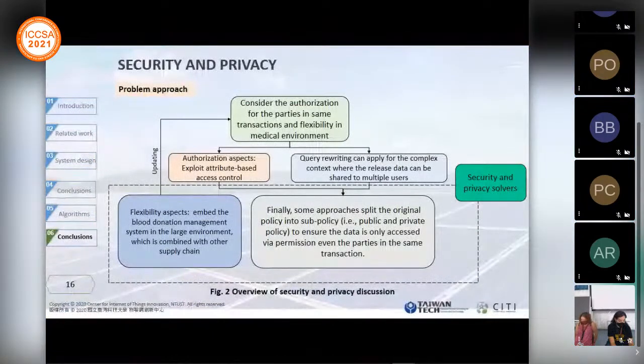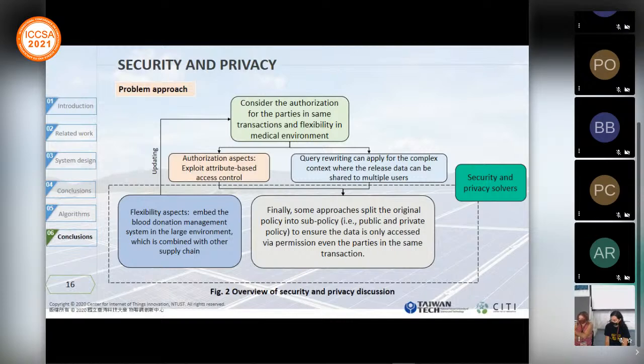This picture shows the problem approach. To improve the security and privacy issue in the blockchain-based blood donation system, we will exploit attribute-based access control to manage the access control process. The main benefit of this model is that only the authorized user can access the released data. Query rewriting can apply for complex contexts where the released data can be set to multiple users.